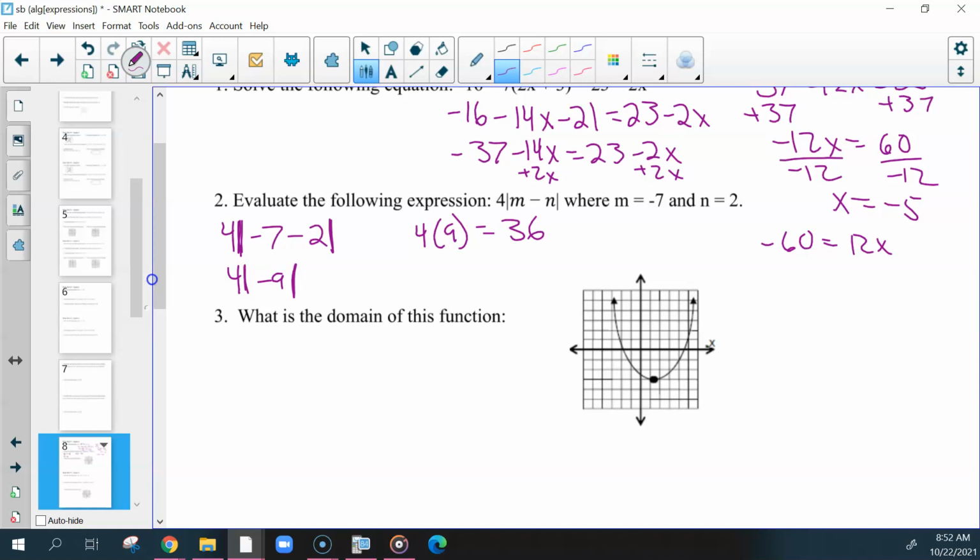For number 3, what was the domain of this? All real numbers. And remember, you need to have your set builder notation, so that's the curly bracket, your X, your line, X, your weird E, your R. When we get into the inequalities unit, we'll talk about another type of notation that we could do domain and range in, and that'll be interval notation. But we have some time before we get there.